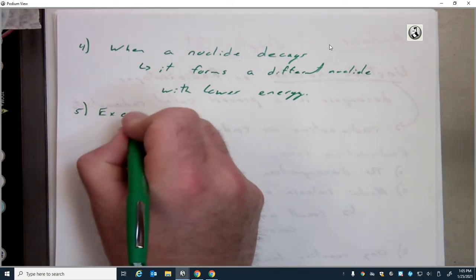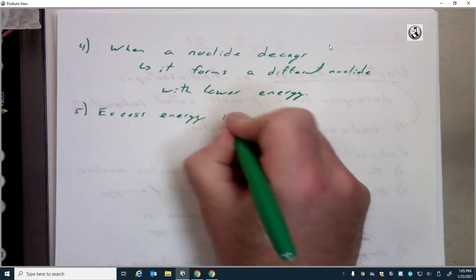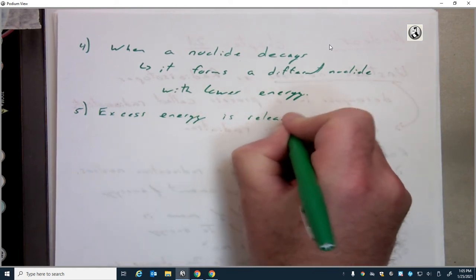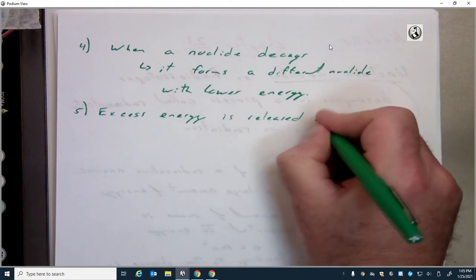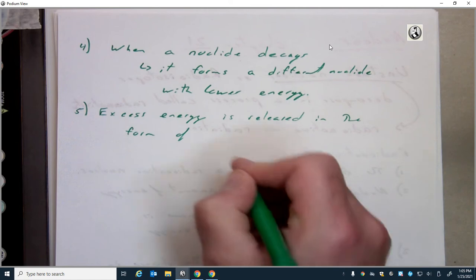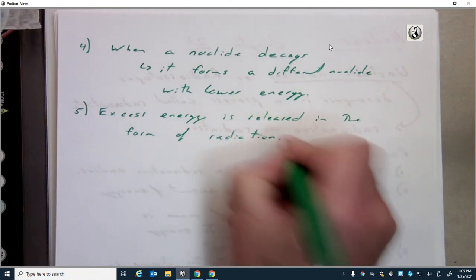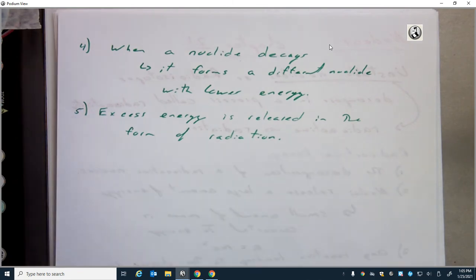Number 5. Our excess energy is released in the form of radiation. And there are different types of radiation that we're going to talk about.